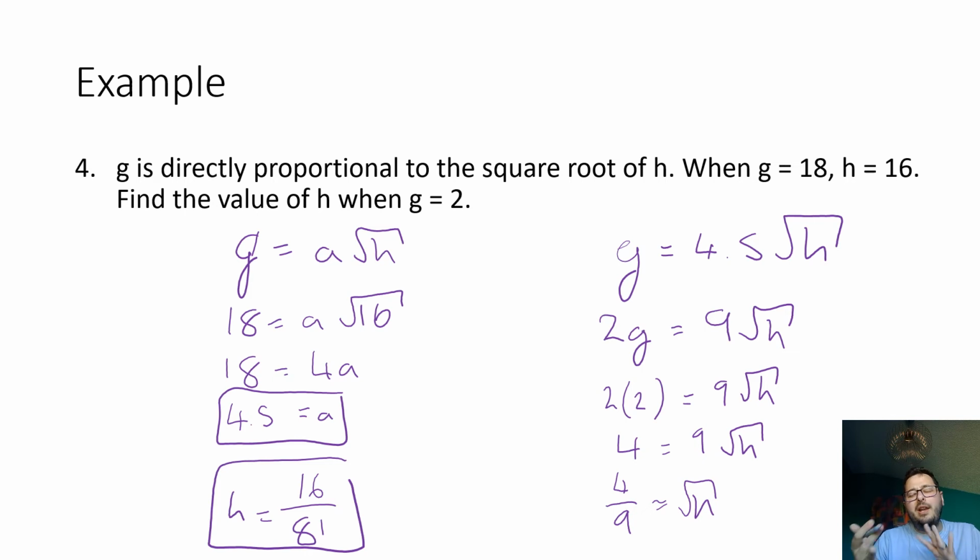So it was a little bit messy, that one, a little bit of fractional stuff in there. Maybe it's more of a higher tier question, but hopefully you could follow what I was doing.